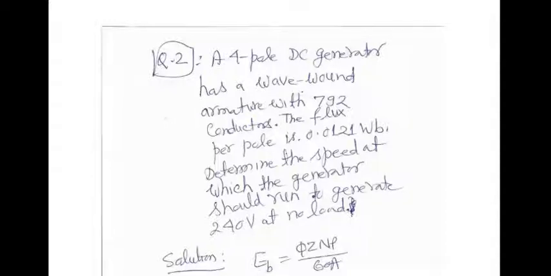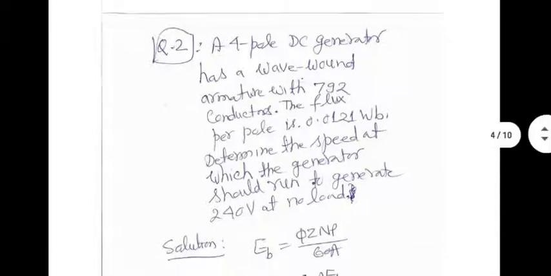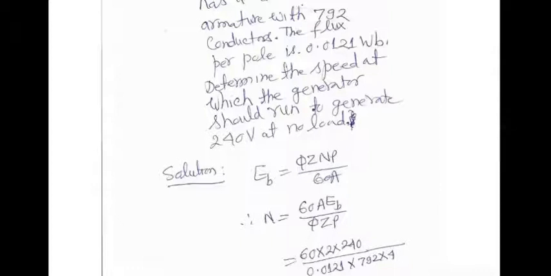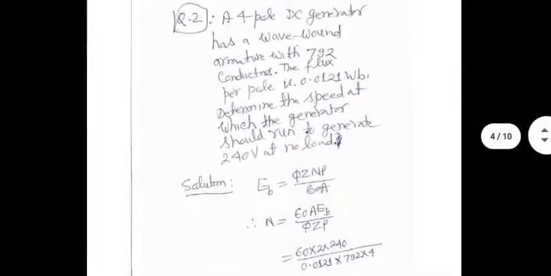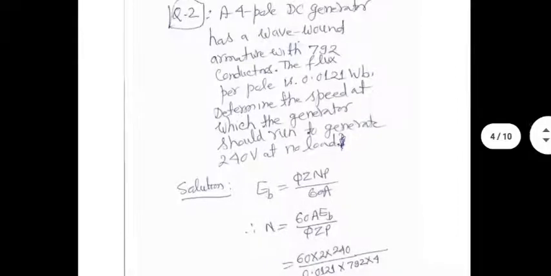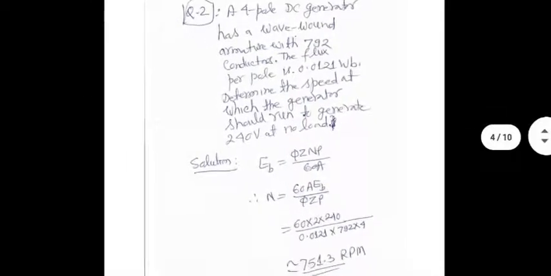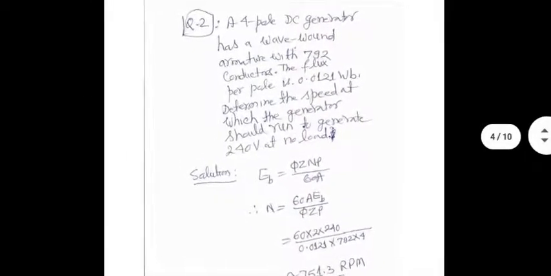It's a simple calculation. 240 volt is the value of EB and everything else is given to you. Phi is given. In fact, your objective is to calculate the speed. So you reshape the equation as N equal to 60 A EB divided by phi Z P. Then you plug in all the values. It's a wave-wound generator, so A has to be 2.